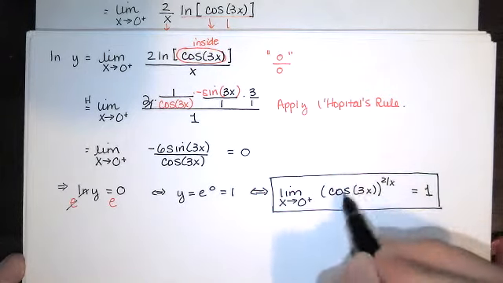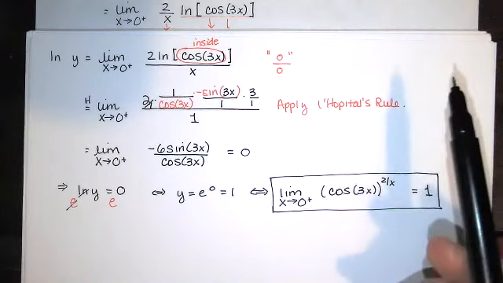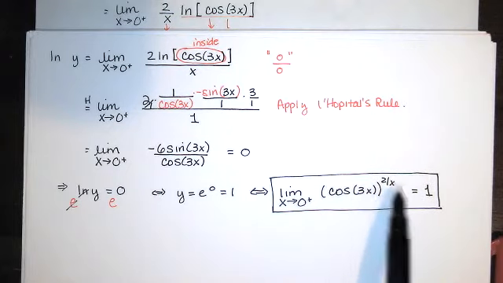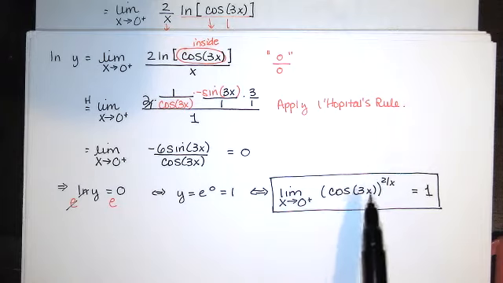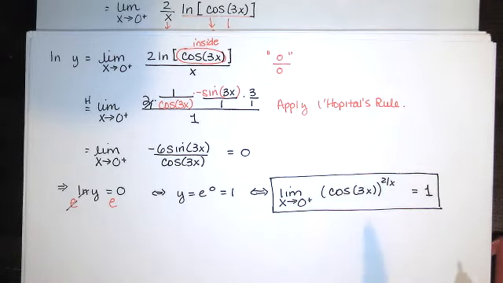So this base is approaching 1. That exponent was approaching infinity. So I guess this was approaching 1 faster than that was approaching infinity. So I ended up with 1 raised to some power, and 1 raised to some power is 1. Okay.